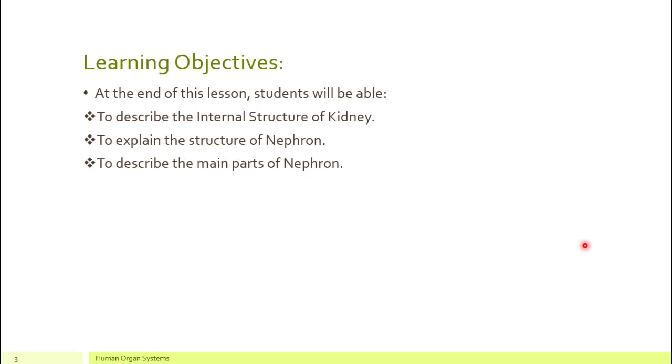At the end of this lesson, you all will be able to describe the internal structure of kidney, which you have studied in your previous lecture. You will be able to explain the structure of nephron, and you will also be able to describe the main parts of nephron.